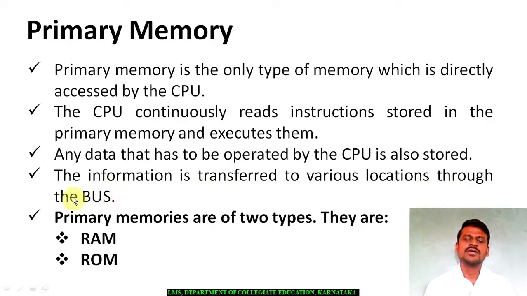Bus is not the one you are thinking. This is some kind of channel where the data will be transferred from the input devices to the memory locations, right? So these are some of the features of main memory, and main memory is again divided into two types, that is RAM and ROM.